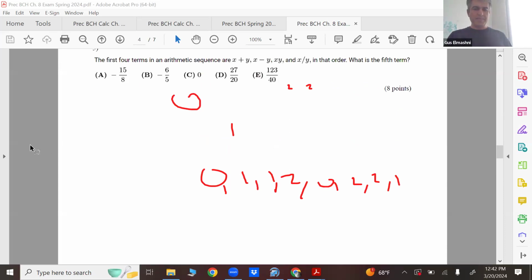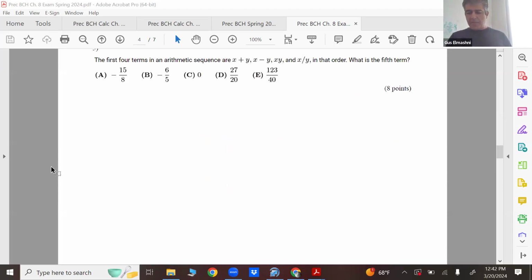Number 5. I actually kind of messed up initially because I made a little careless mistake there, but the answer is E for that one. Yeah, it was kind of tricky. What I did was this.